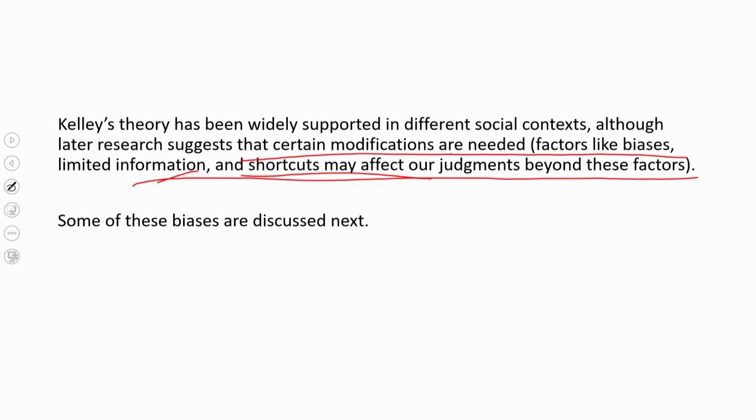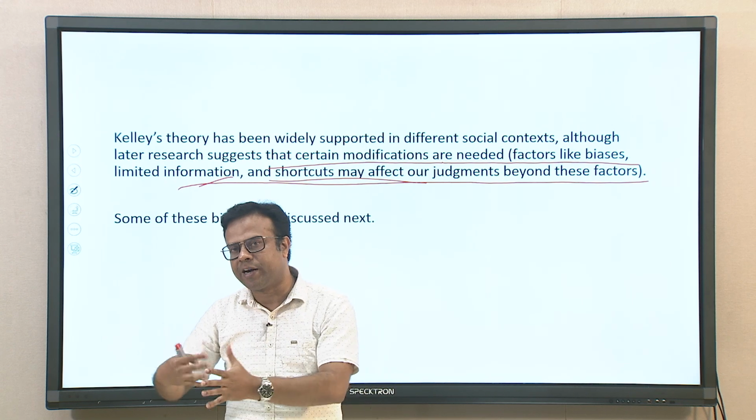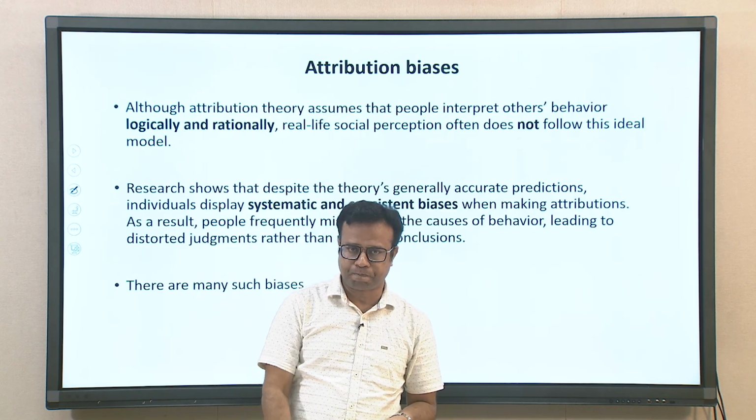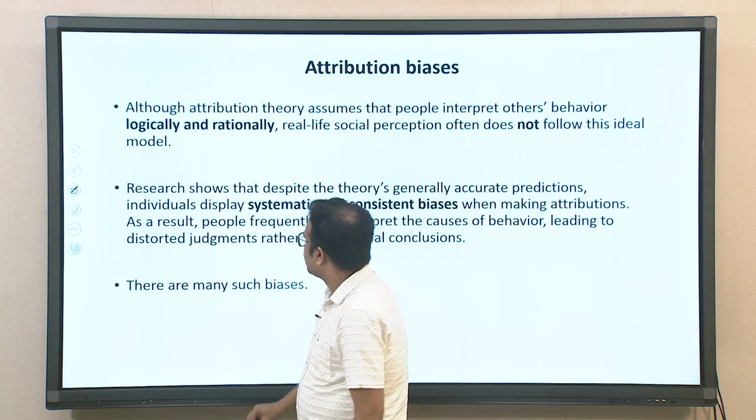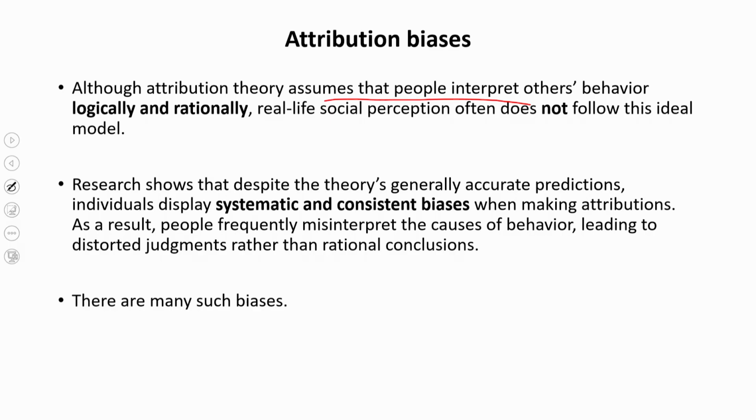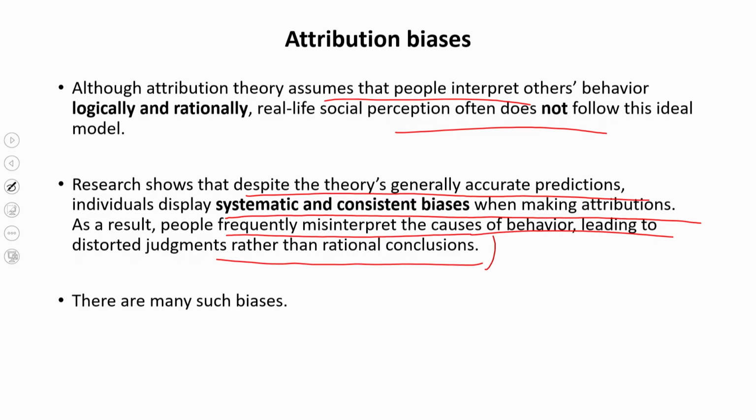So, we will discuss some of these biases particularly related to attribution. When we find causes of behavior, there can be biases. As we discussed, there can be biases in impression formation, and there can be biases in attribution also. So, let us see what the possible biases are. Although attribution assumes that people interpret behaviors logically and rationally, it does not happen in real life. Real life social perception often does not follow ideal rational processing of information. Research shows that despite the theory's generally accurate predictions, individuals display systematic and consistent biases when making attributions. As a result, people frequently misinterpret the causes of behavior, leading to distorted judgments rather than rational ones. So, many times we distort judgments and that can lead to many biases in attributions.